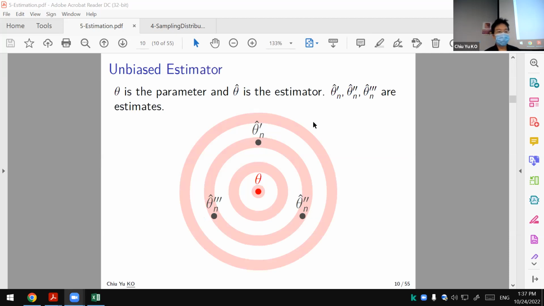Suppose the goal we want to hit is the bullseye, right? And the estimator may have this value, this value, this value. But on average, it hits the target. By themselves, none of them is anywhere near the target, but on average, they hit the target. So it's called an unbiased estimate.